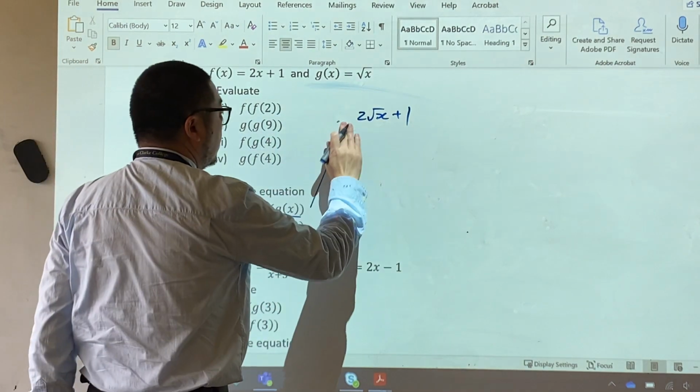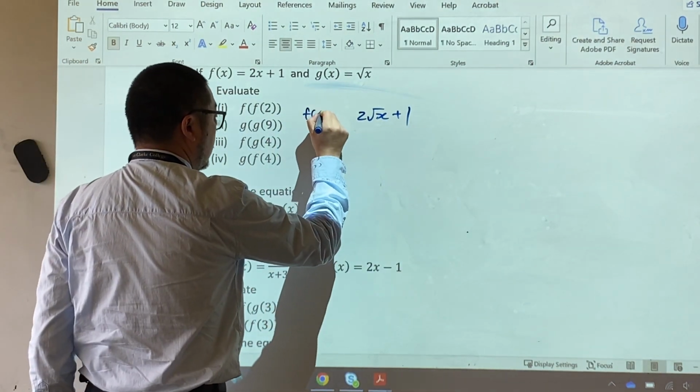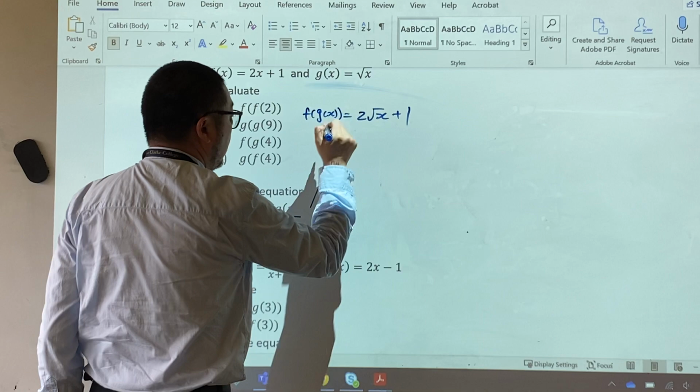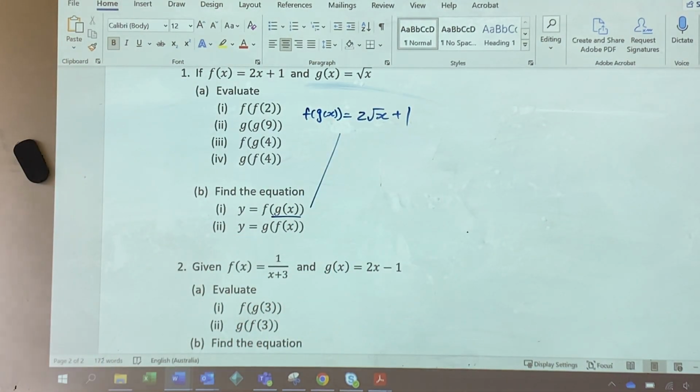Obviously, it's better to write down the notation: f, g, x. Get used to it. Get used to that sort of writing. It will be helpful for future chapters. Okay, you guys try the second one.